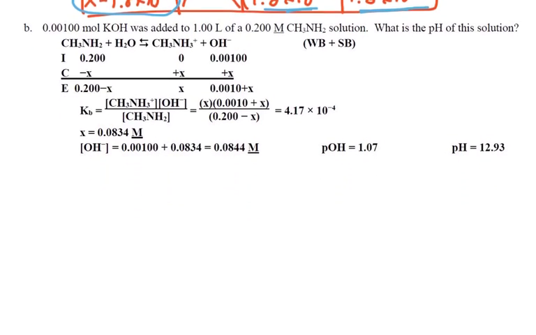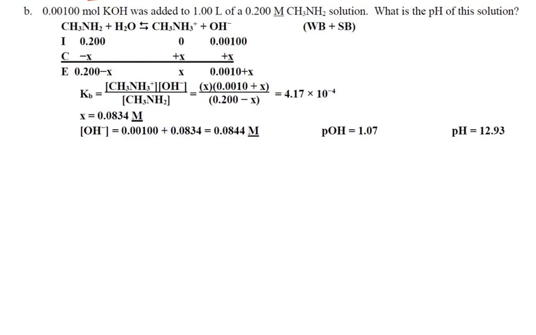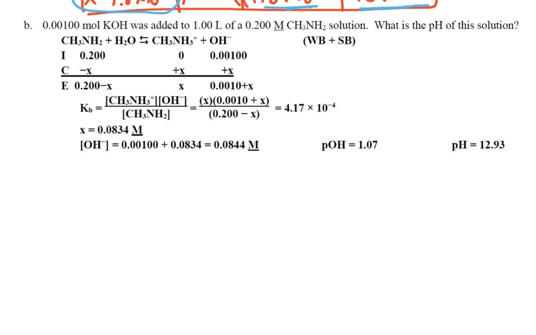Okay, for part B, if you have 0.001 moles of KOH, now KOH, we don't care about the K, we just care about the OH, and that's added to 1 liter of 0.2 molar methylamine. What's the pH of this solution? So you can see what's happening. We have a weak base and a strong base added together, which means we have two initial values when we get to our icebox. So here's our icebox.